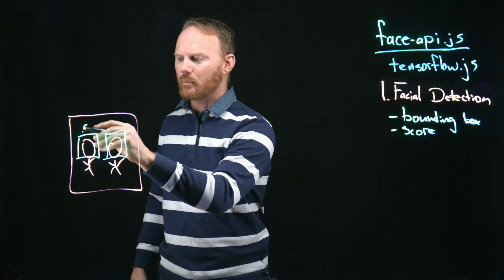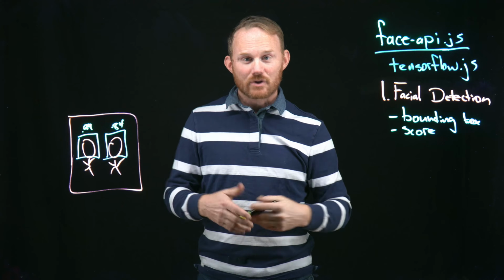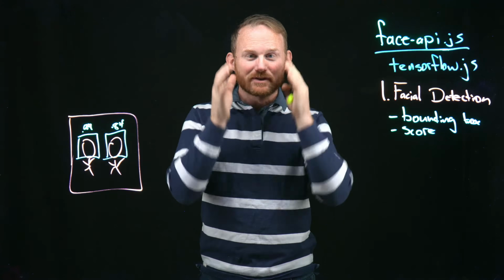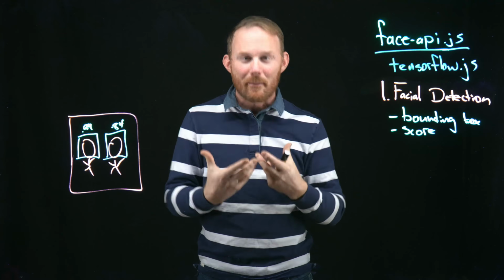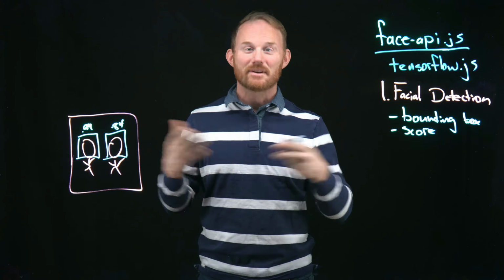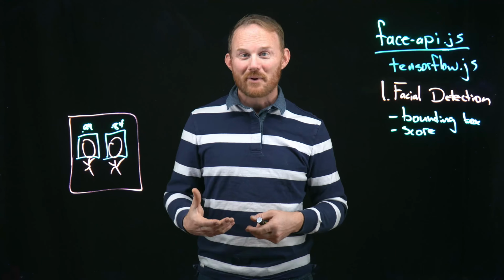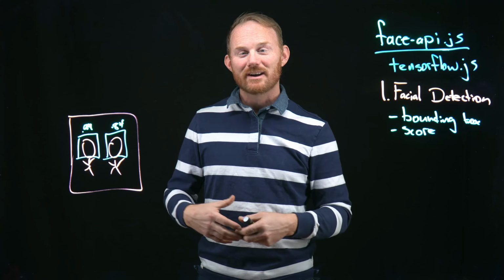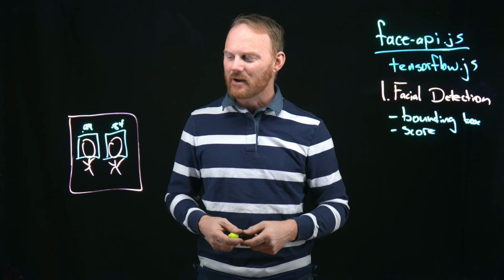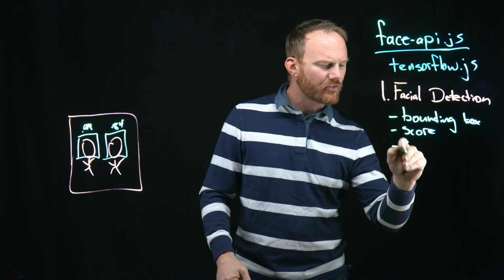So maybe we get like a 0.99 and we get a 0.84. The higher the score is going to be more dependent on, is the person looking straight ahead, how prominent are their features versus, is there rain in front of them, etc. Right? There's lots of things that can make it higher or lower. We will get both of those, and we can actually draw those using Canvas on top of our images, which is pretty cool.